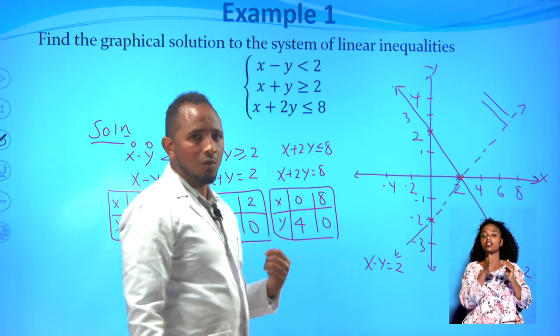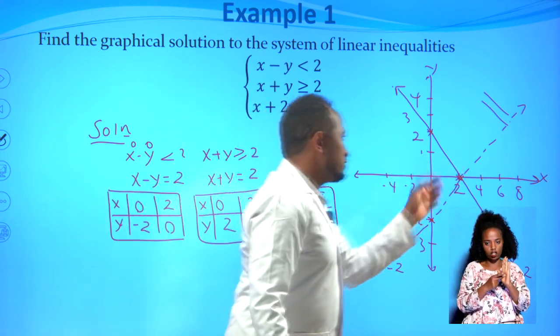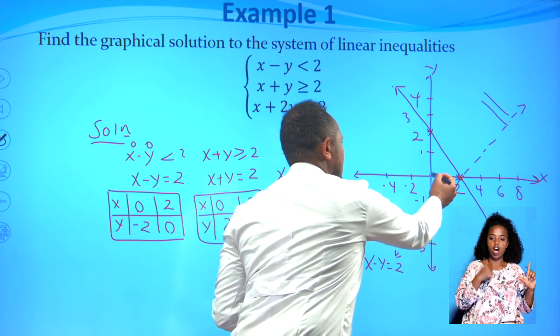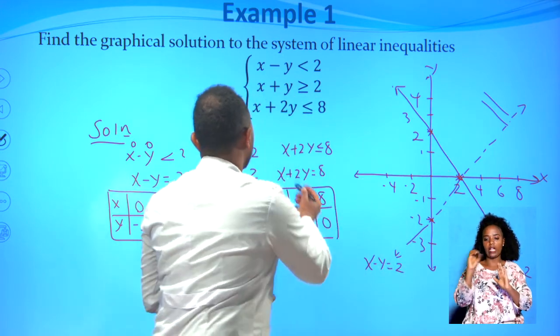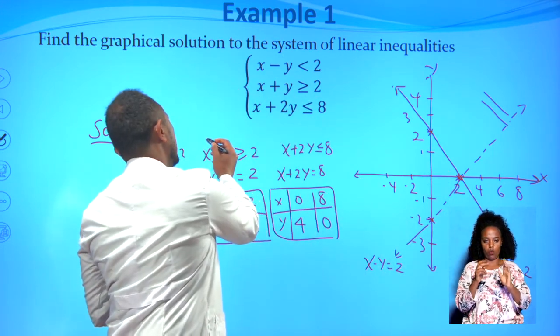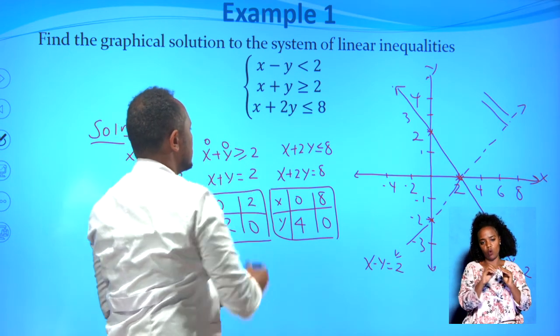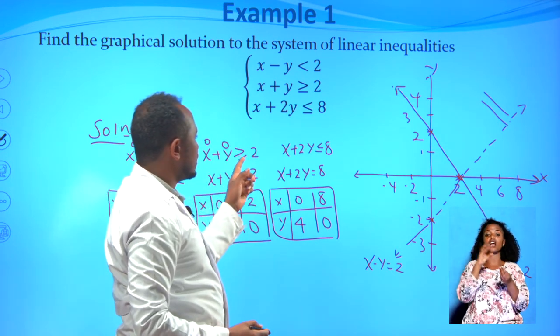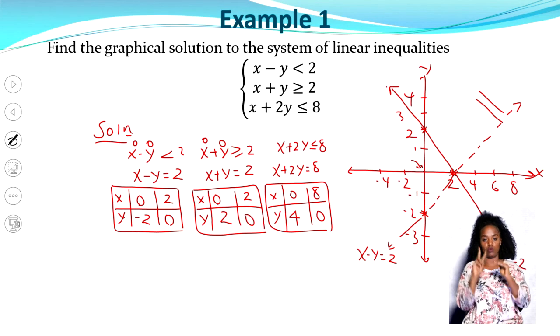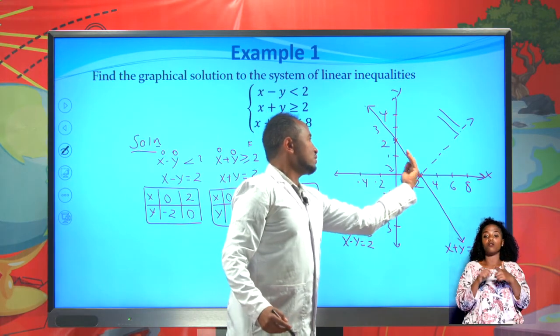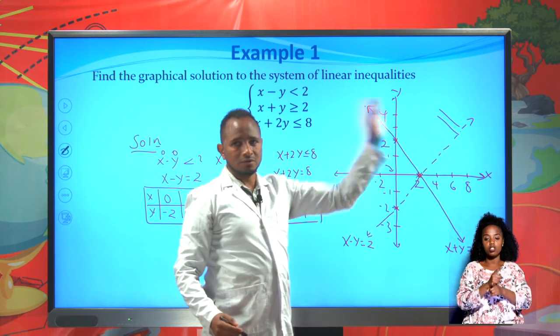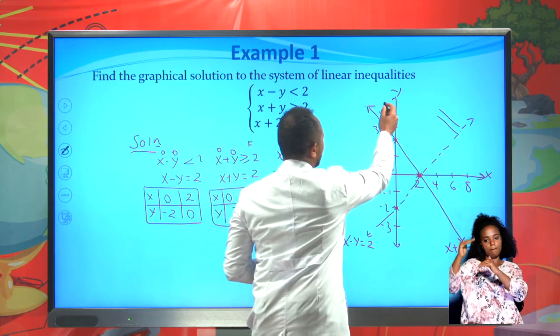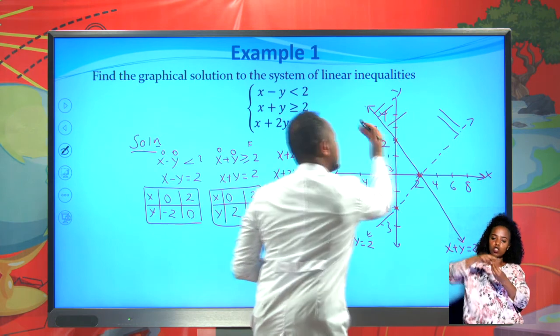So take any point to the right or to the left. Most of the time I use the origin. If you put the origin here, x and y are 0, 0, so 0 plus 0 greater than or equal to 2. Is 0 greater than 2? This is false. Therefore, our solution region is not on this part, it's on the other part.